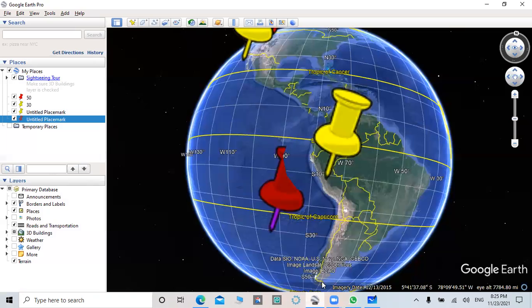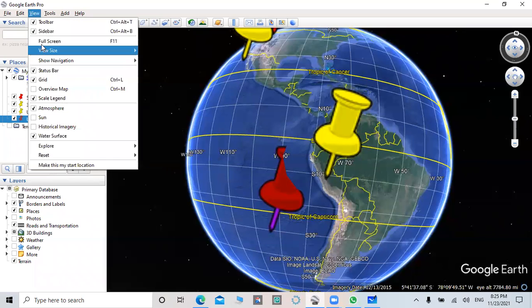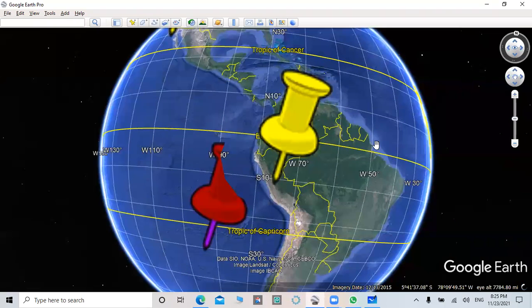So for that, let's go to Google Earth, and let me stop the sidebar. Here we took two pins. One is at 10 degrees south and another is at 30 degrees south, right here. This whole line is 30 degrees. Just remember that. This whole line around the globe would be 10 degrees, and this is 30 degrees.